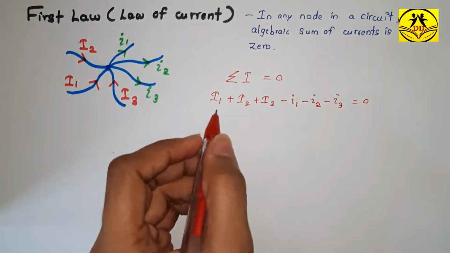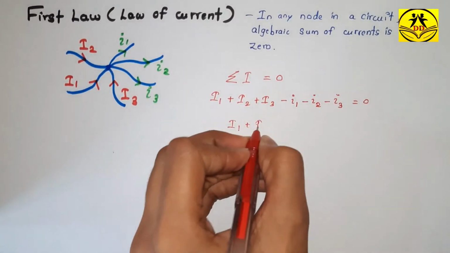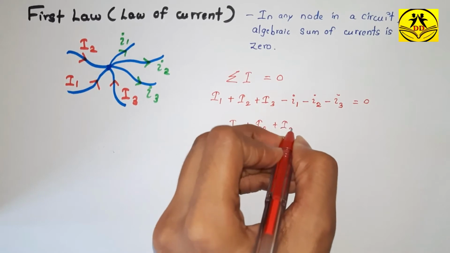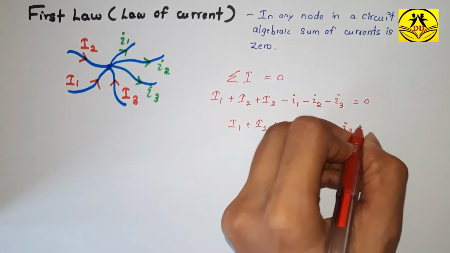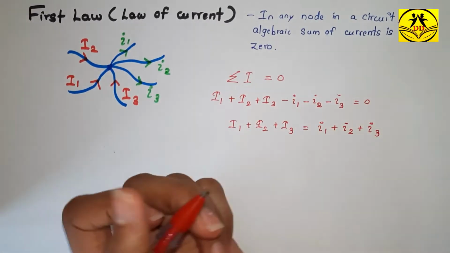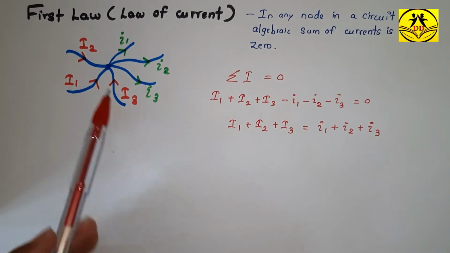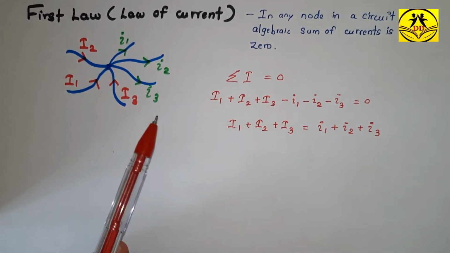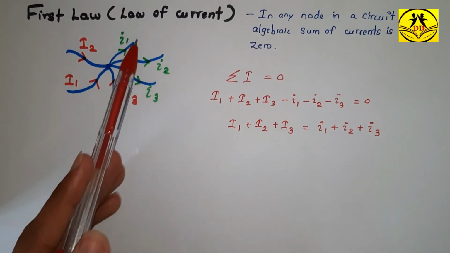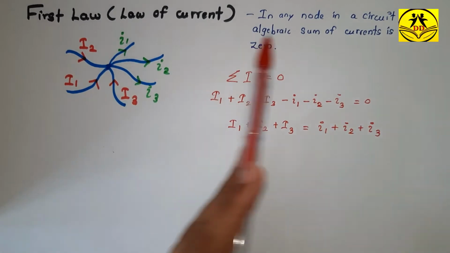So then you can take these minuses to this side and write this as I1 plus I2 plus I3 equals simple I1 plus simple I2 plus simple I3. So now you see what Kirchhoff's first law says is the sum of the currents flowing into a node of a circuit is equal to the sum of the currents flowing out of the node of a circuit. So this is what Kirchhoff's first law says.